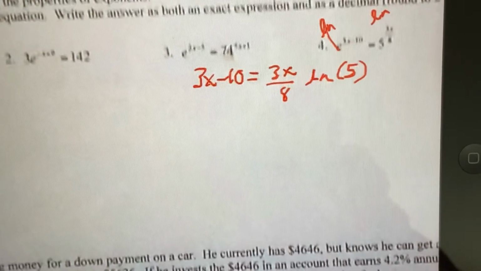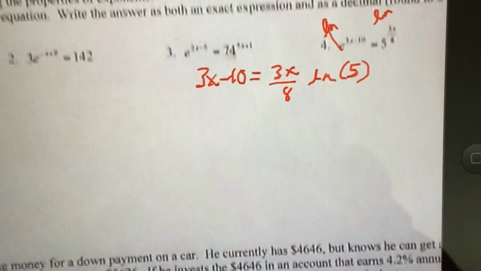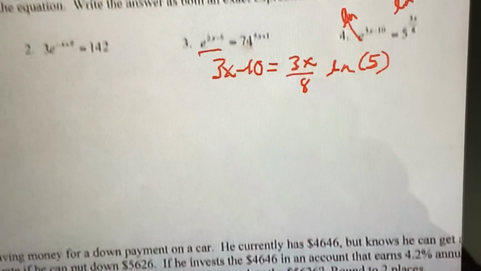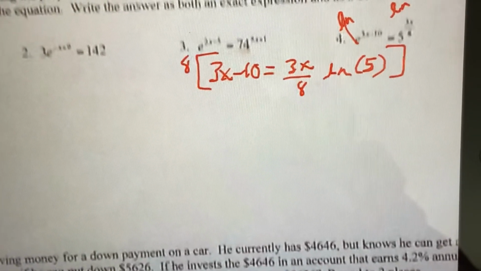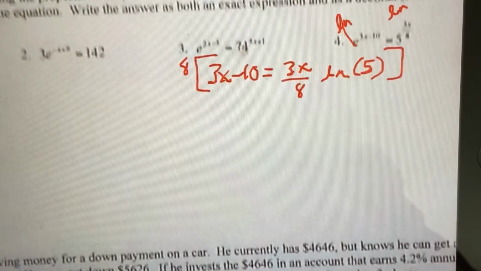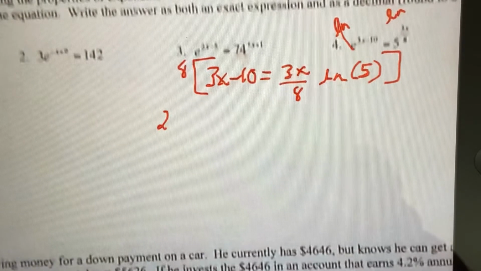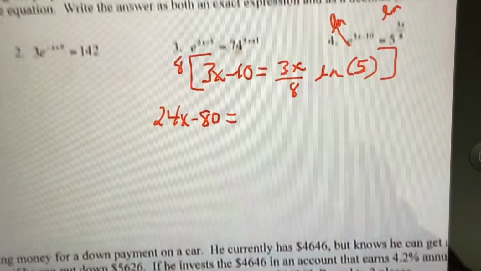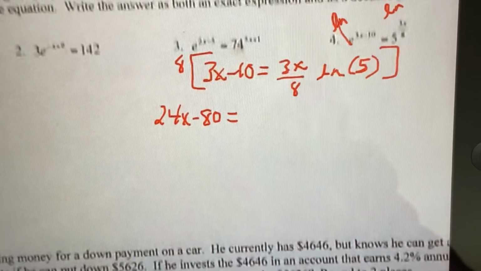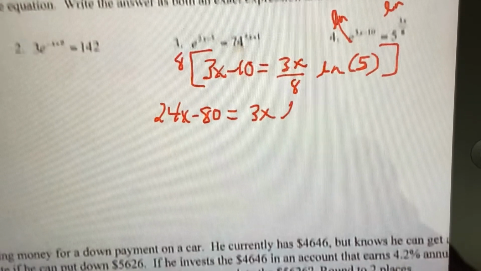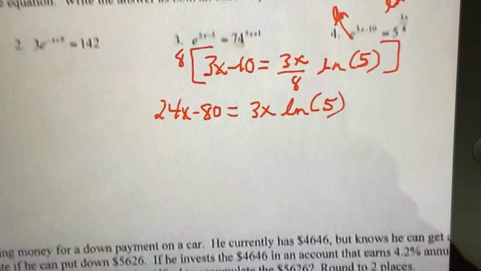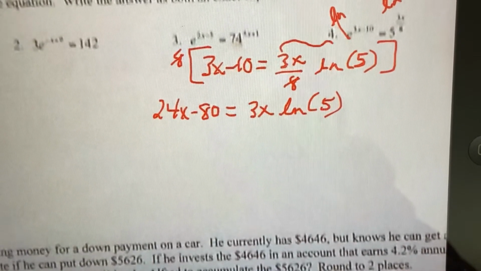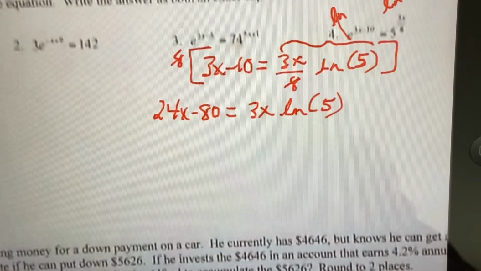Now, fractions. Oh my gosh, what do we do? Well, I'd love to get rid of that 8. So if I get rid of this 8, I can multiply everybody through by 8. And if I do so, I'm going to distribute it across to the left-hand side. And I really end up getting 24x minus 80 equals 3x times the natural log of 5, because on the right-hand side, that just cancels. Because this is all one term. So 3x times the natural log of 5.